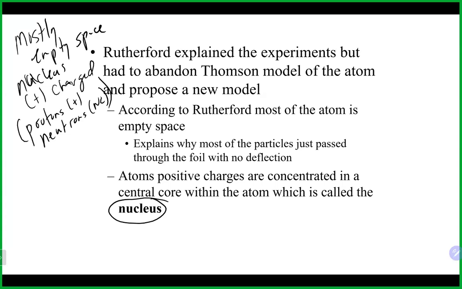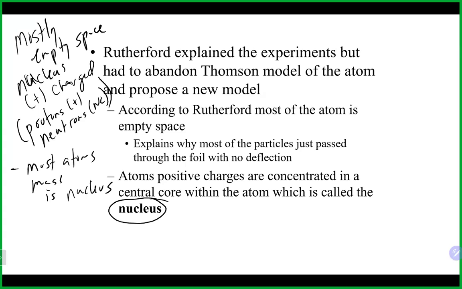And one of the other major differences between the plum pudding model and the current model of the atom is that most of the atom's mass is the nucleus. Unlike in the plum pudding model, where they felt most of the mass of the atom was the electrons, it's actually the nucleus where most of the mass is, and that's because it has protons and, as we'll talk about, neutrons in it.